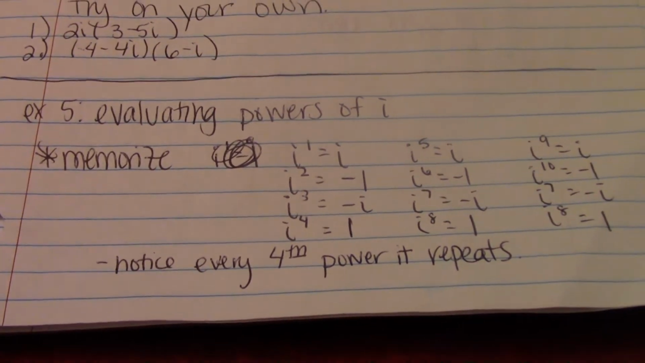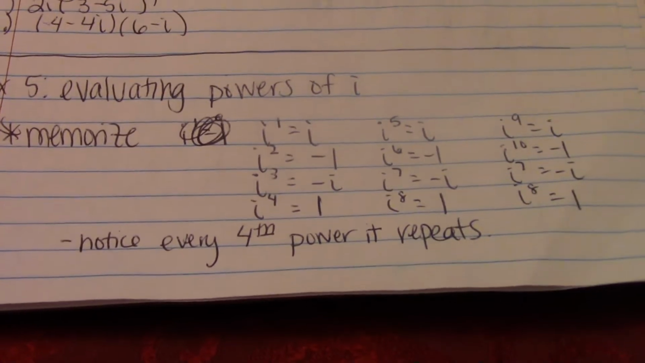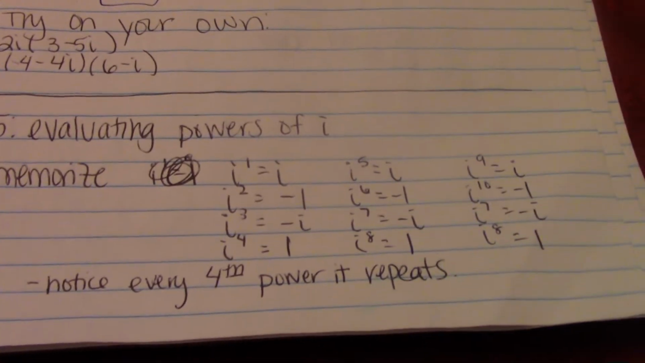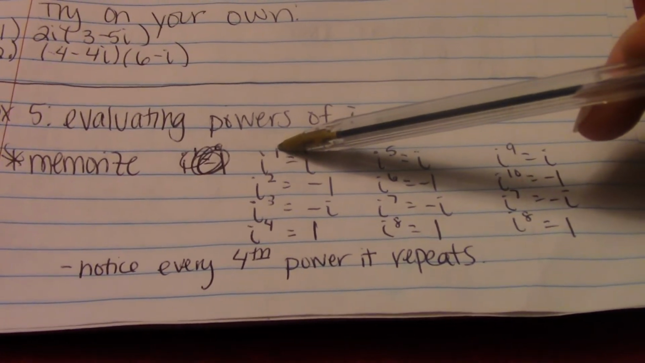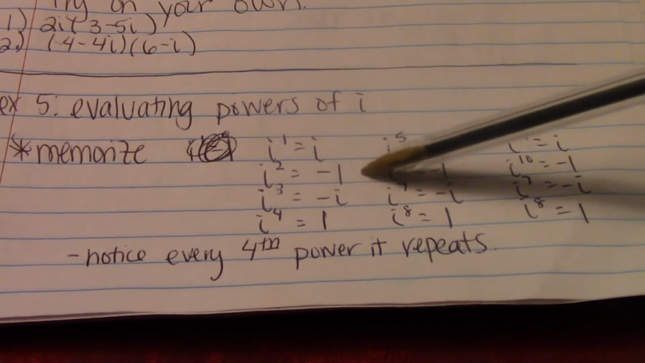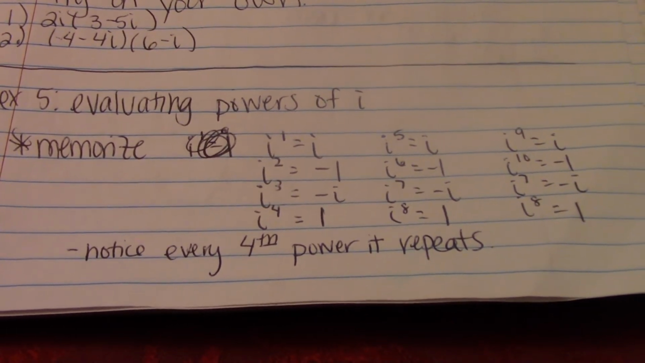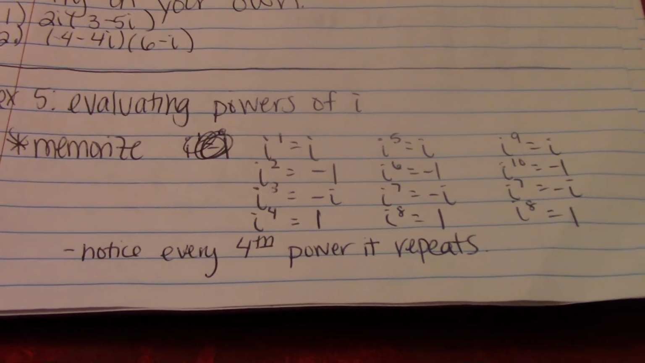Example 5, evaluating powers of i. So you need to memorize this chart. If you notice, every fourth power repeats itself. So i to the first power is just i, i to the second power is -1, i to the third power is -i, and i to the fourth power is 1.